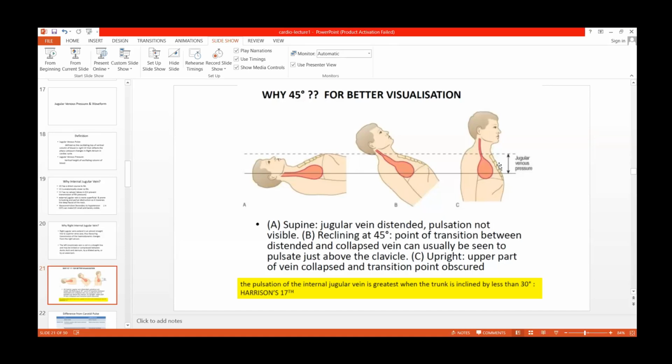And normally you should measure the JVP from the sternal angle, and the center of the right atrium is at a distance of 5 cm from the sternal angle.